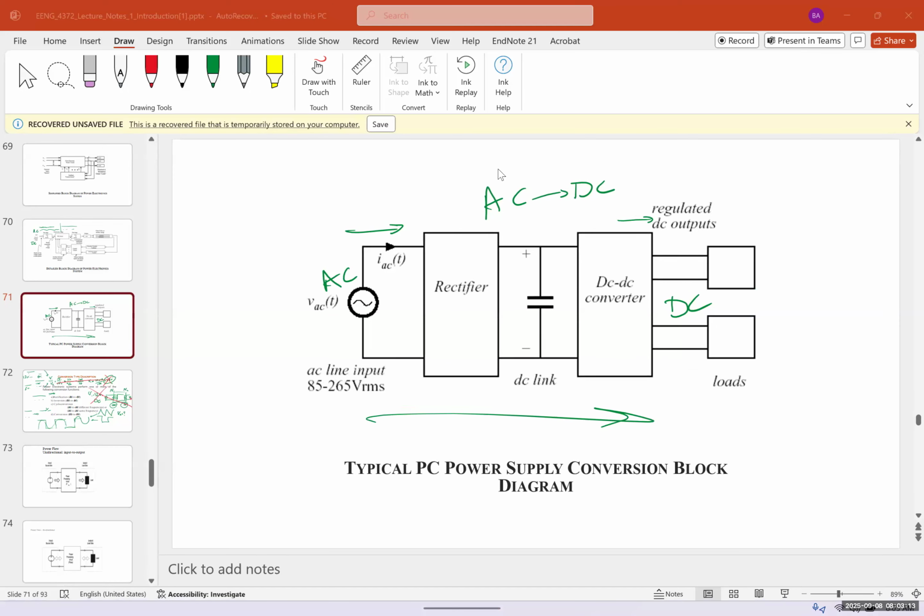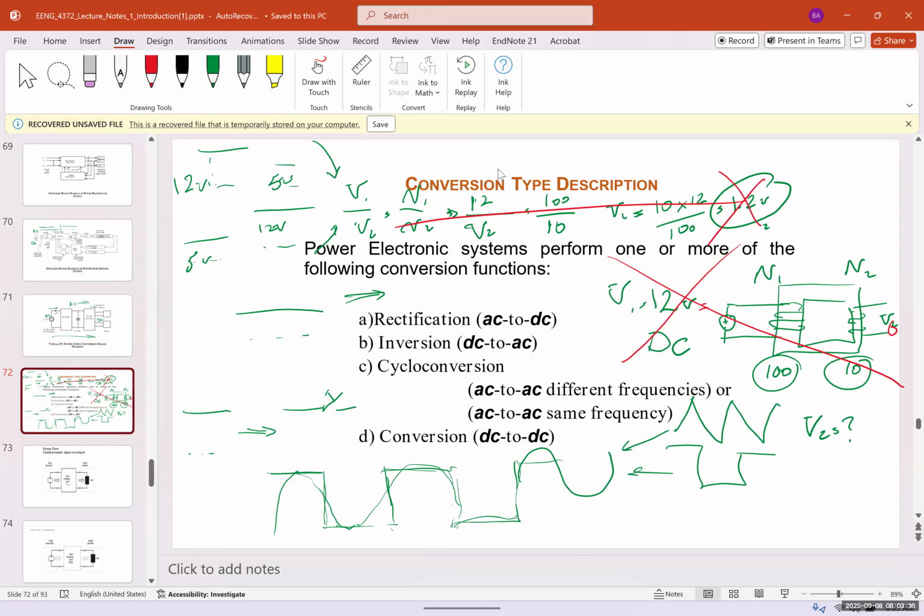In the previous class, we did an introduction on different types of conversion. One example was AC to DC. As we know, for AC to DC, we do a rectifier. We use a bridge rectifier. We spoke a little bit about the concepts of switching, different types of conversion like inverters, rectifiers, cycloconversion, and conversion from DC to DC.